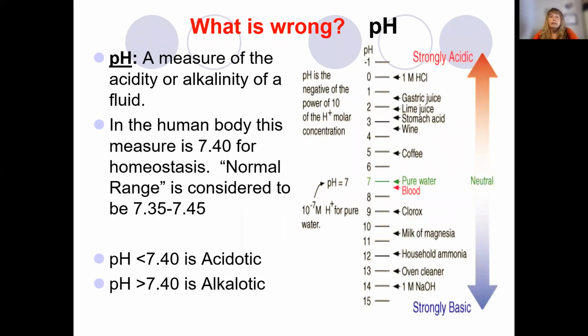So what is wrong? Let's talk about the pH first. First question, what is wrong with the pH? The pH is a measure of acidity or alkalinity of any fluid. And in the human body, this measure is 7.40 for homeostasis. We know that normal range is considered to be 7.35 to 7.45. Any pH less than 7.40 is considered acidotic. And any pH greater than 7.40 is considered alkalotic.